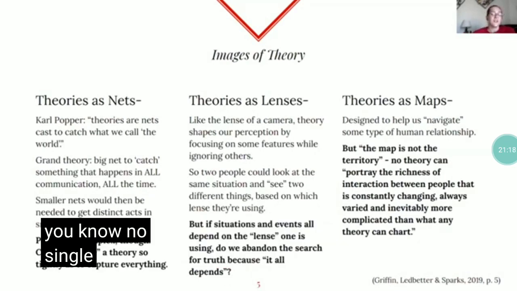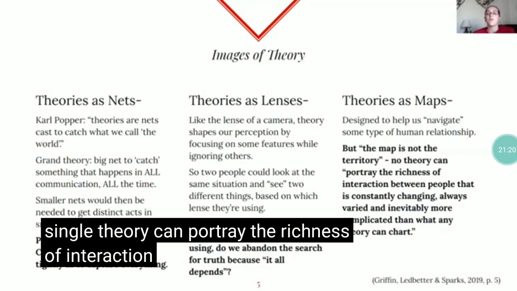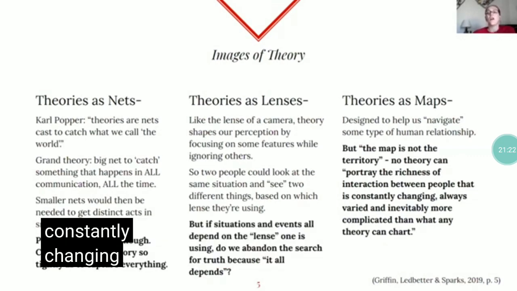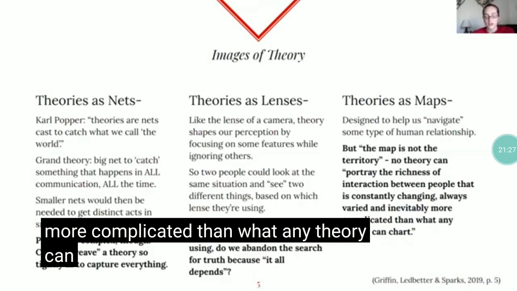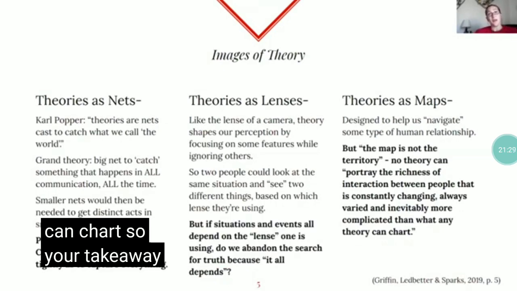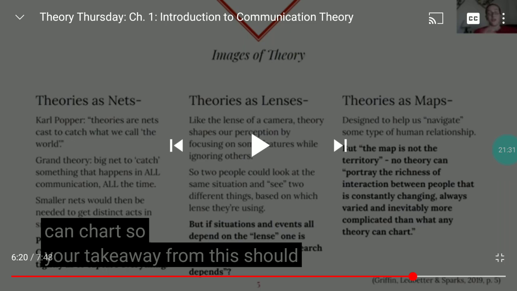No single theory can portray the richness of interaction between people that is constantly changing, always varied, and inevitably more complicated than what any theory can chart. So your takeaway from this, this is an excellent explanation, I would want you to write it down: the map is not the territory. The map is just a way of showing the territory, a reflection of it. The richness is not the same.